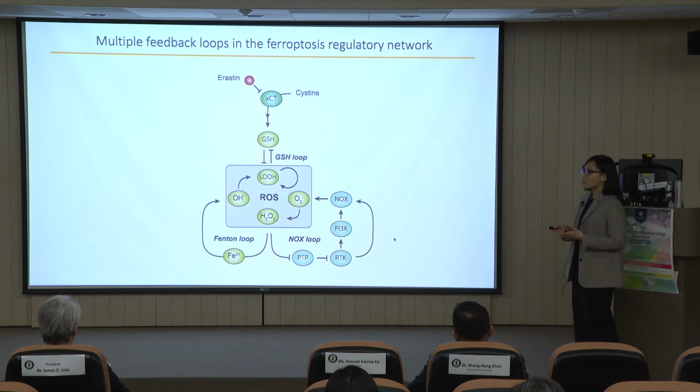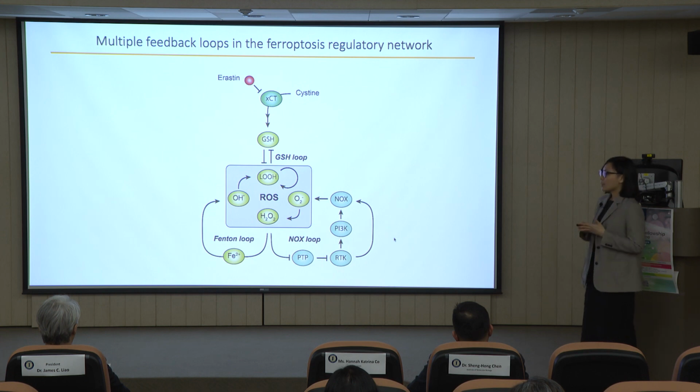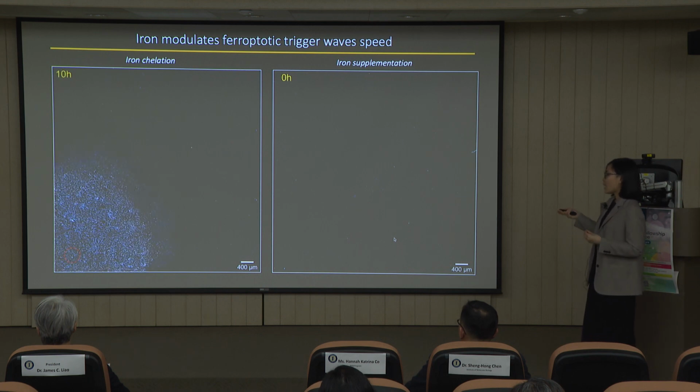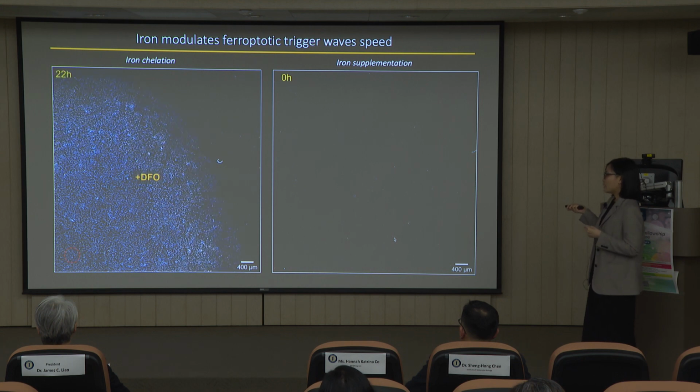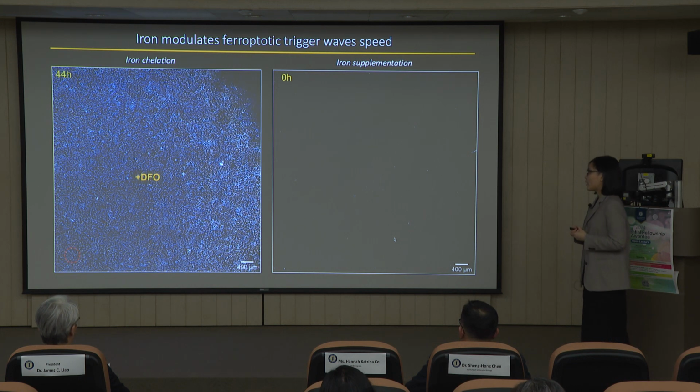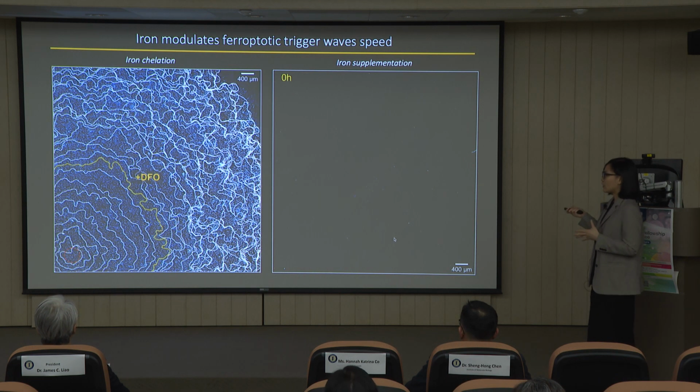So I can test this model by perturbing the different components of this feedback system and see how this would affect wave propagation. I can only show you one example where I will modulate iron levels in the cell population. So in this example, again, I can induce cell death propagation. And after some time, I would add iron chelator. And you would see obvious slowing down in the wave speed. And this is also apparent when we look into the progression of the cell death boundaries.